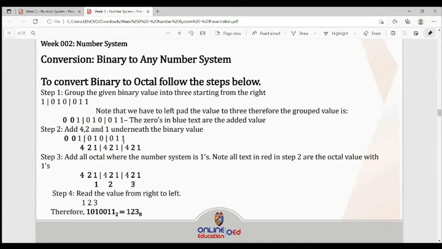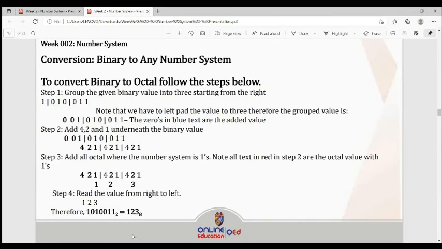So, just like this one, what is the equivalent of 110? 110 is 1 plus 2, that is 3. How about this one? 010, the equivalent of that is 2. And then the equivalent of 001 is 1. So the answer is 123 base of 8. So the answer is that the conversion of binary to base of 2 is 123 base of 8.